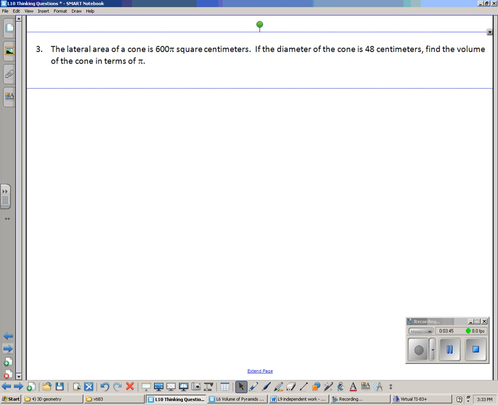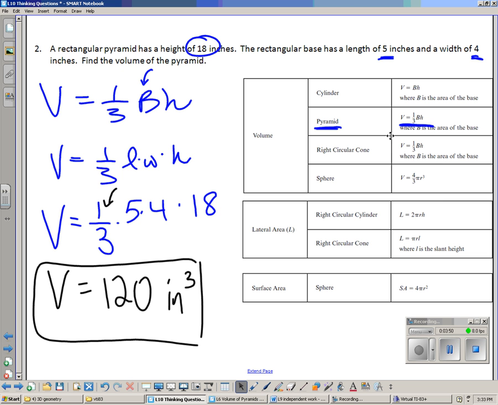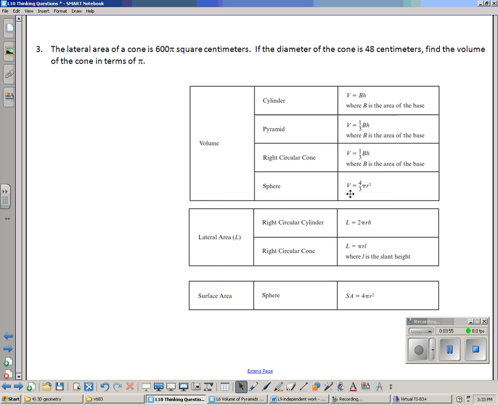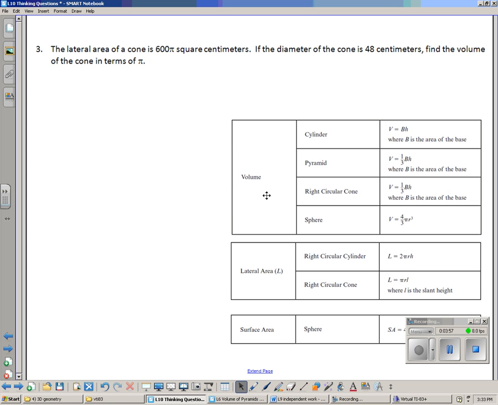All right, number 3. Another really important question where you really need to understand how to use your formula sheet. So I want to copy over the formula sheet, and here it is. Okay, the lateral area of a cone is 600 pi square centimeters. Once I see those words, lateral area of a cone, I need to look at my formula sheet and go, okay, where's lateral area of a cone? Lateral area of a cone is right here. L equals pi r times script L. So I'm going to write that right on my paper like this.